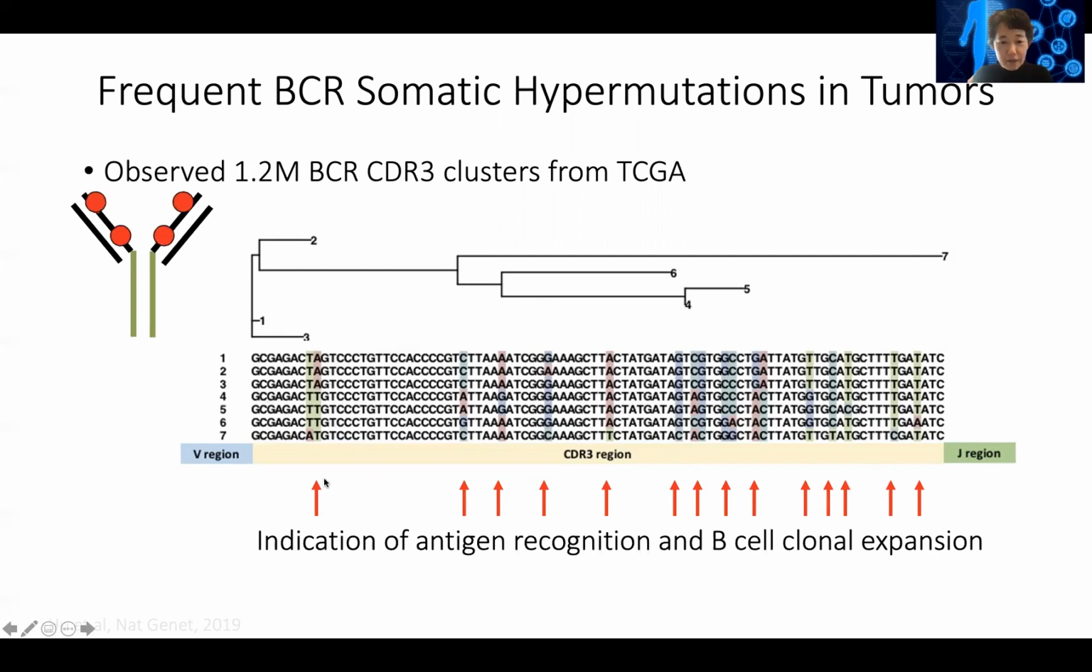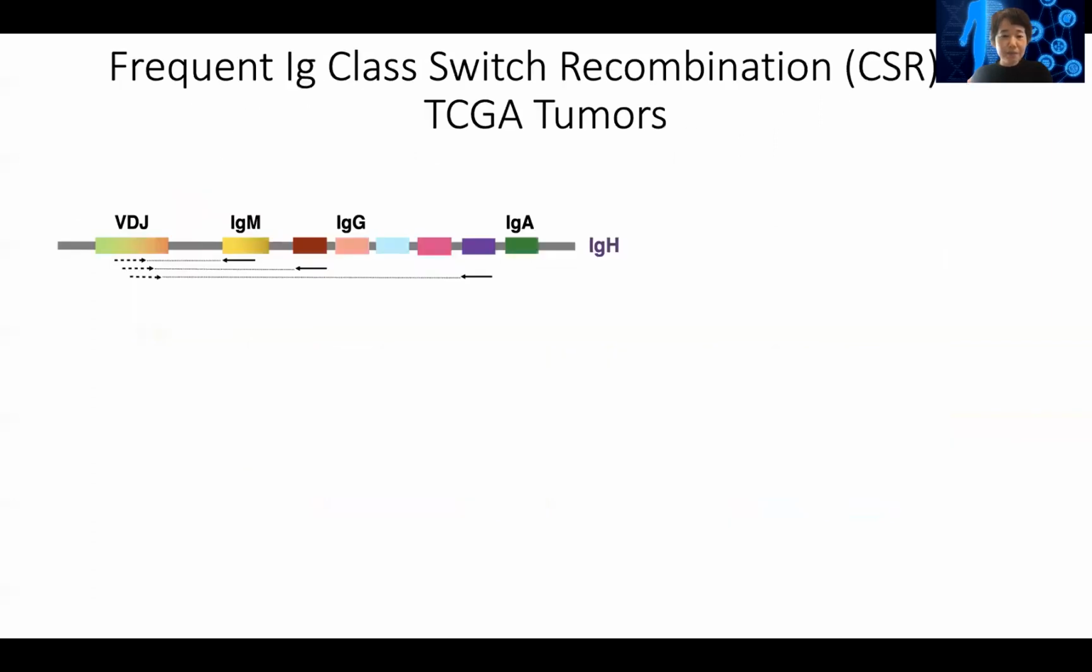And the fact that we see these highly similar ones is not random. It's because of the gradual selection. The fact we see these mutations is an indication that B cells in the tumor are recognizing the tumor antigen and having clonal expansion to gradually evolve an antibody with better and better specificity against the tumor antigen.